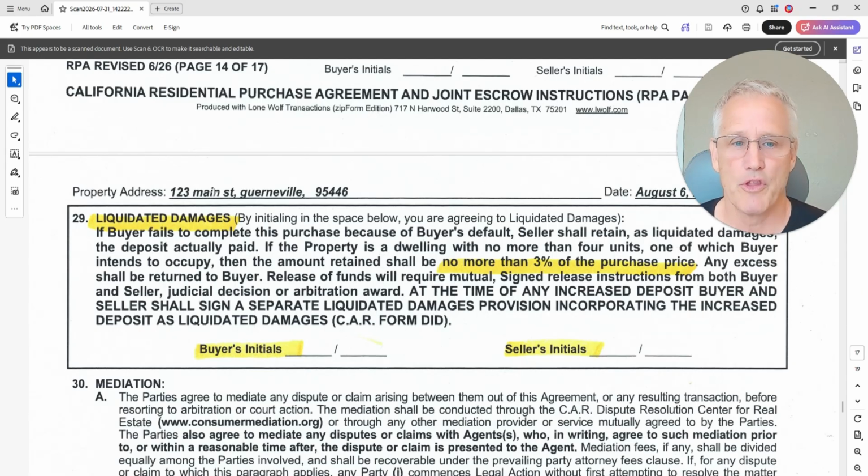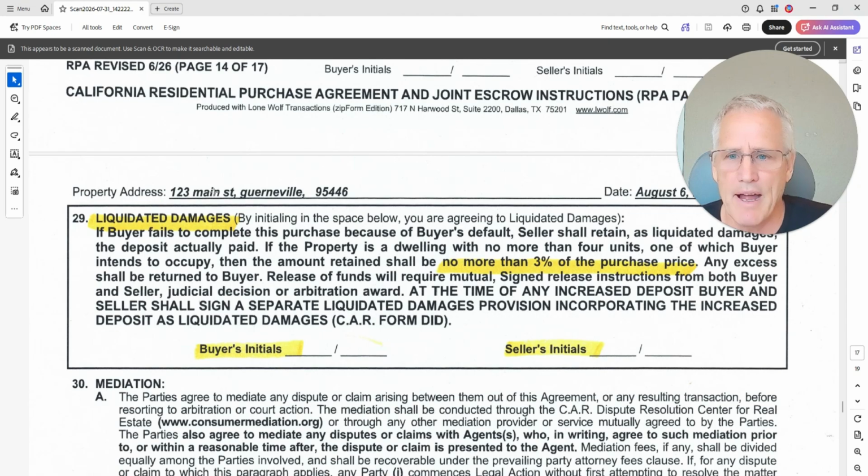Basically, it means that no more than 3% of the purchase price can be held by the seller if the buyer does not perform. Now, what has to happen is both people have to sign it at escrow to release that deposit. So that's a whole different story of what happens when you get into a dispute. But basically it's saying if you've released your home inspection, your pest inspection, all of your inspections, and you say, okay, I'm ready to go, and then you back out, you could be liable up to 3% of the original deposit that you put in. Let me read it for you here because it's very important.